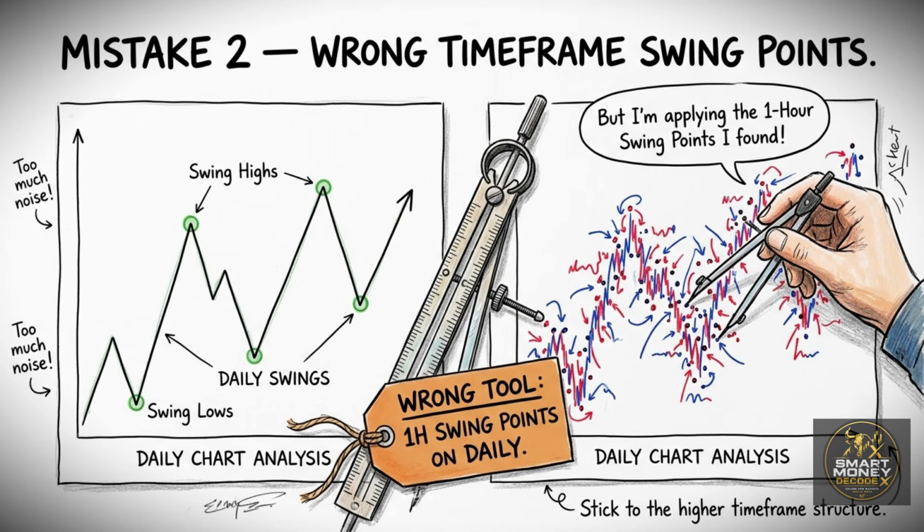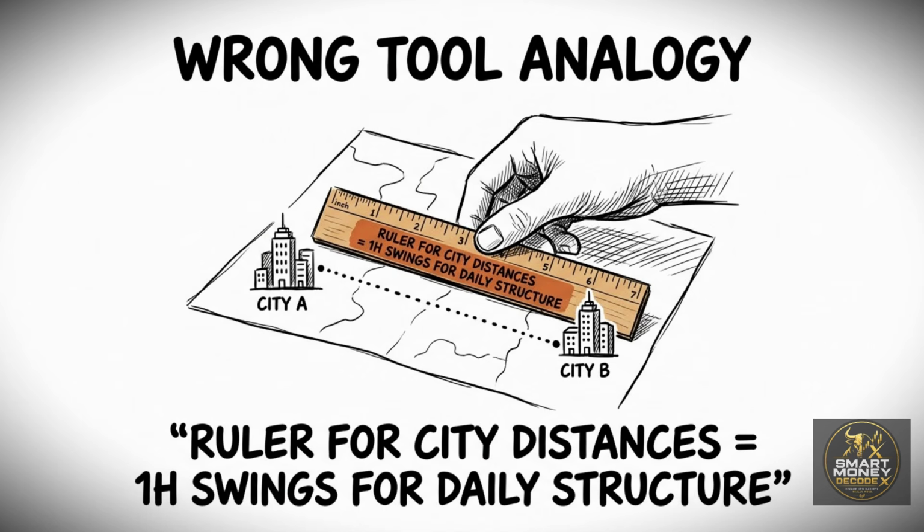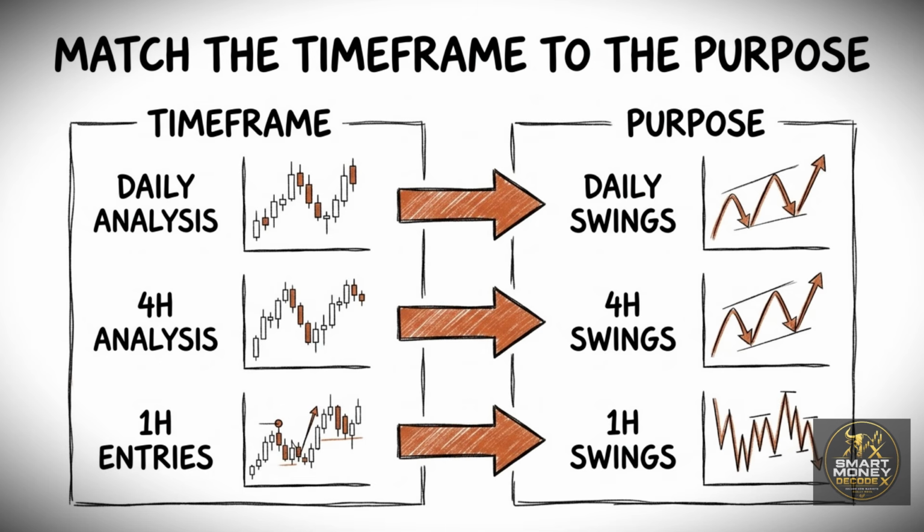The second mistake is using swing points from the wrong time frame for your analysis. Using 1-hour swing points to determine daily structure is like using a ruler to measure the distance between cities. The tool is wrong for the job. Daily structure requires daily swing points. 4-hour setups require 4-hour swing points. 1-hour entries require 1-hour swing points. Match your swing point time frame to your analysis purpose.